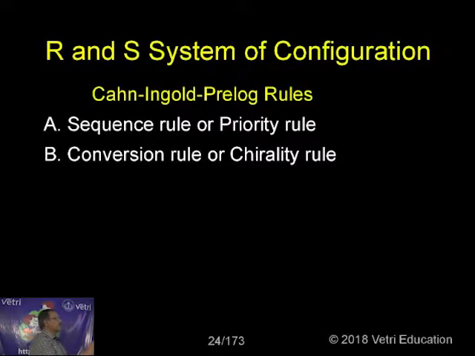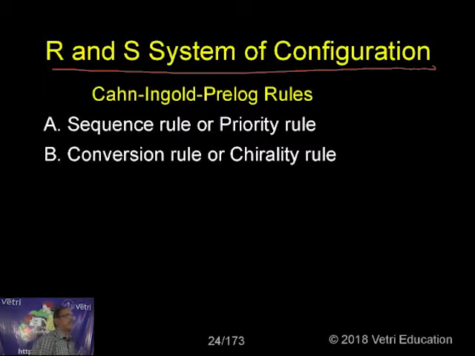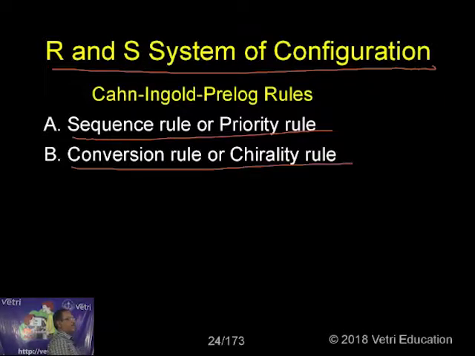So now we will come to the R&S system of configuration. This is the most important for determination of R&S configuration. What is R&S? The Cahn-Ingold-Prelog rule. There are 2 sub-rules: one is the sequence rule or priority rule, another is the conversion rule or chirality rule.